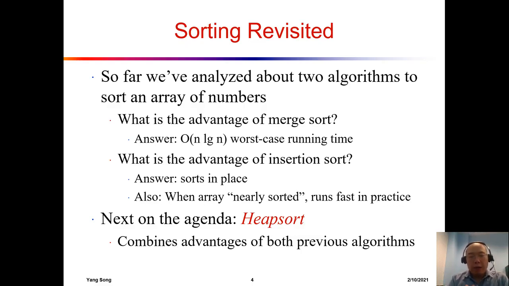But what is the cool thing about insertion sort? Number one, insertion sort is a sorting algorithm in place. This means you don't have to require extra memory space from the operating system. So that's the first good thing.